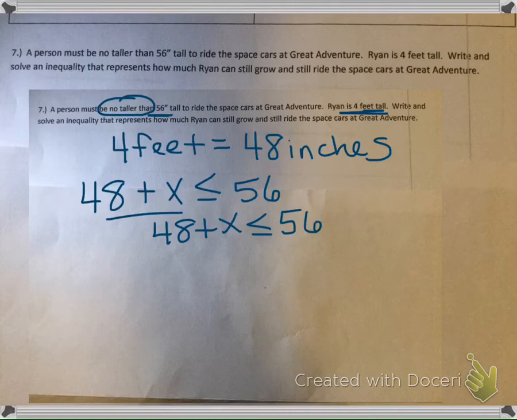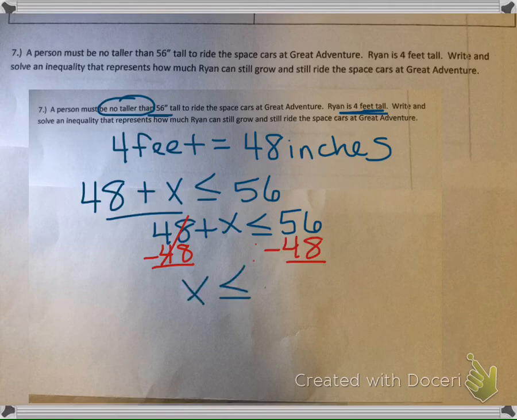Okay, let's go ahead and solve that inequality. Now it doesn't say we have to graph it, we just have to solve it. So I'm going to get my variable all by itself. In order to do that, I need to get rid of the positive 48, so I'm going to subtract 48. Whatever I do on one side, I do to the other. My 48s cancel out. I'm left with x, bring down my inequality symbol, and 56 minus 48 is 8. So x is less than or equal to 8. And we should label that, always on a word problem, inches.